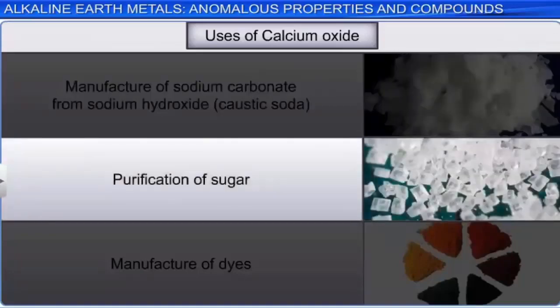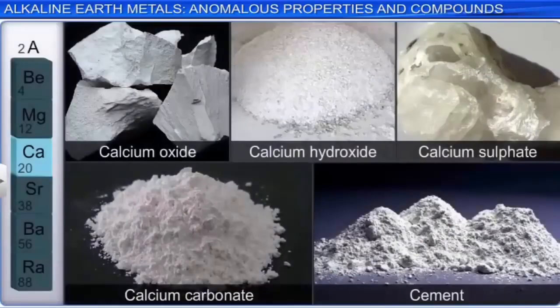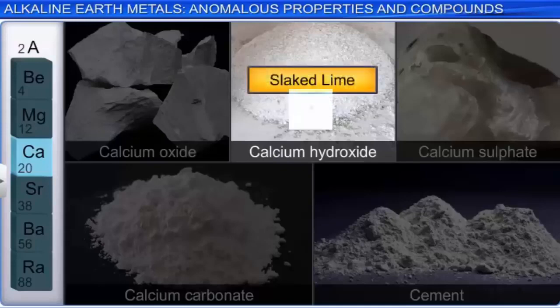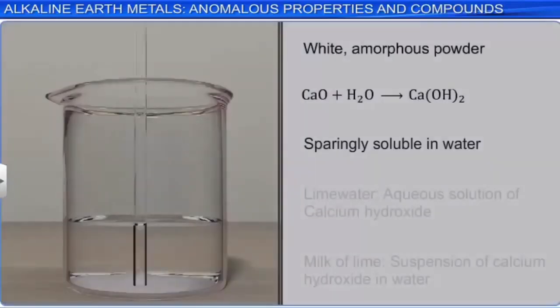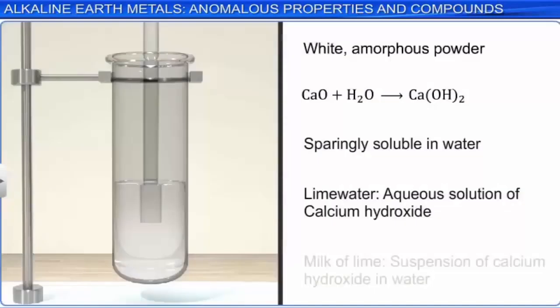Calcium hydroxide, another important compound of calcium, is commonly known as slaked lime. It is a white, amorphous powder that can be prepared by adding water to calcium oxide. Calcium hydroxide is only sparingly soluble in water. Aqueous solution of calcium hydroxide is commonly called lime water. Milk of lime is the common name for a suspension of calcium hydroxide in water.